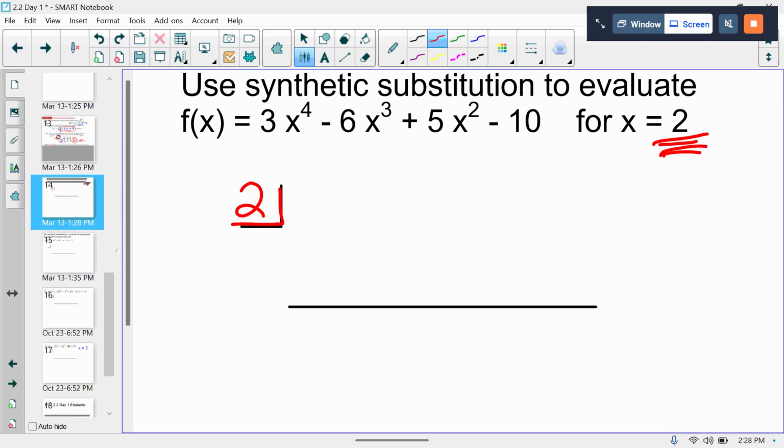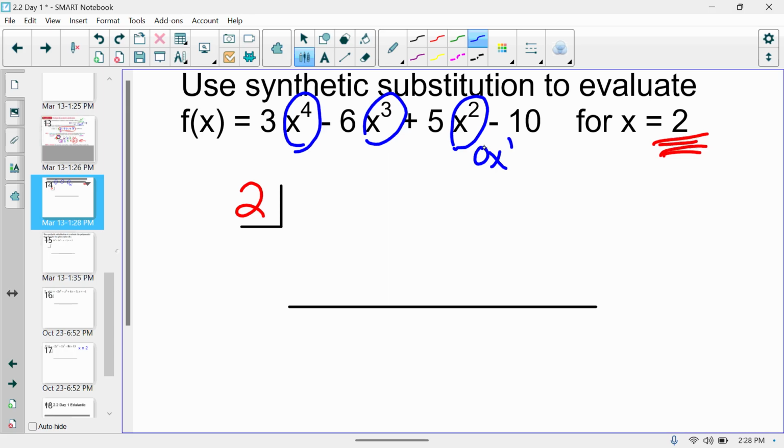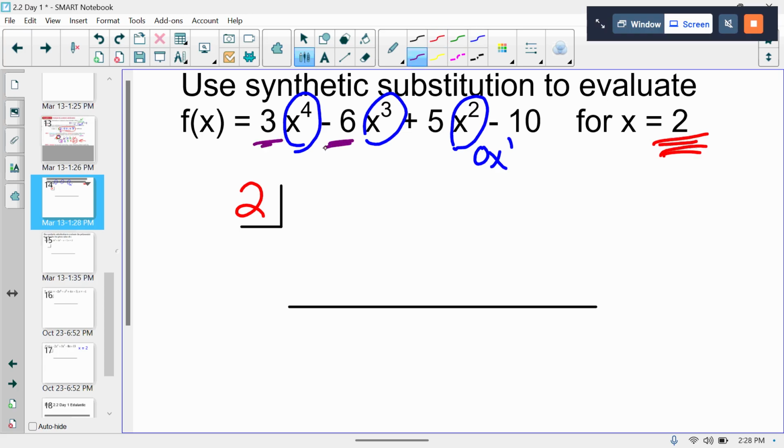So we put 2 right here. And then we're going to take all the coefficients. So first, stop and make sure, are there any missing? Like, is this polynomial in standard form? It goes x to the 4th, x to the 3rd, x to the 2. But then the constant, it skipped x to the 1st, right? That means the coefficient is 0 there. That matters, okay? Because when we write out all the coefficients here, 3, -6, 5, 0, -10.